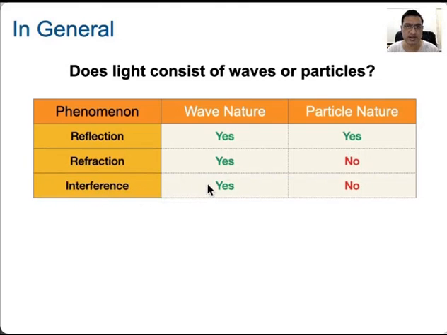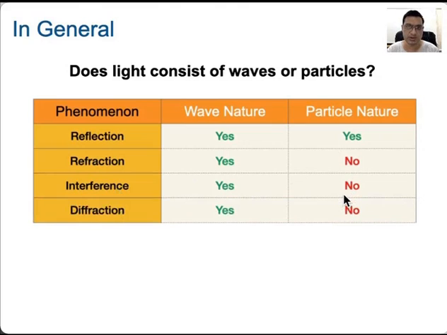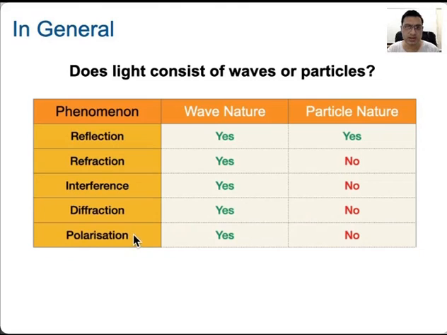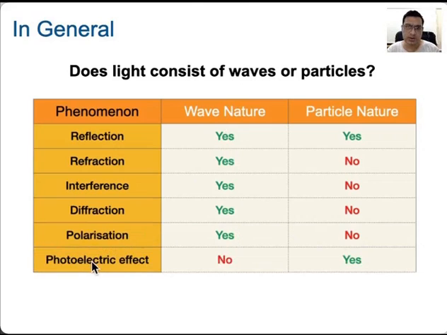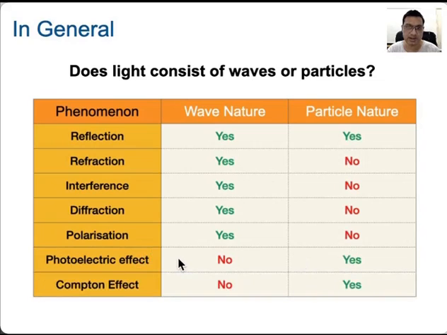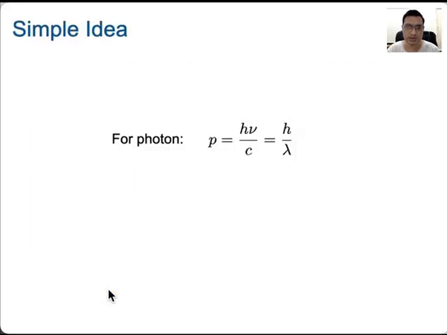Now if you go to interference, wave nature is explaining the interference phenomenon, and the particle nature is not supporting. Diffraction, again wave nature, not the particle nature. Polarization, wave nature, not the particle nature. Now here is the photoelectric effect that you have seen in the previous lectures, where wave nature is not applicable to describe the observations. So the particle nature is appropriate to explain the observation, and the same is applicable to the Compton effect.